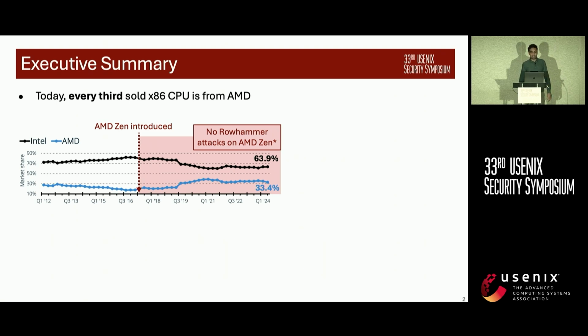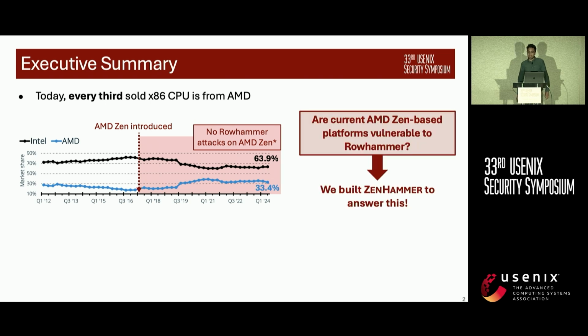AMD has been gaining market share over the last decade, and today every third sold x86 CPU is from AMD. This, however, is not reflected in the Rowhammer attack research. There has been no attack on AMD Zen-based systems since the platform's release in 2017. Therefore, we asked ourselves if they are vulnerable to Rowhammer, and we built ZenHammer to answer this.